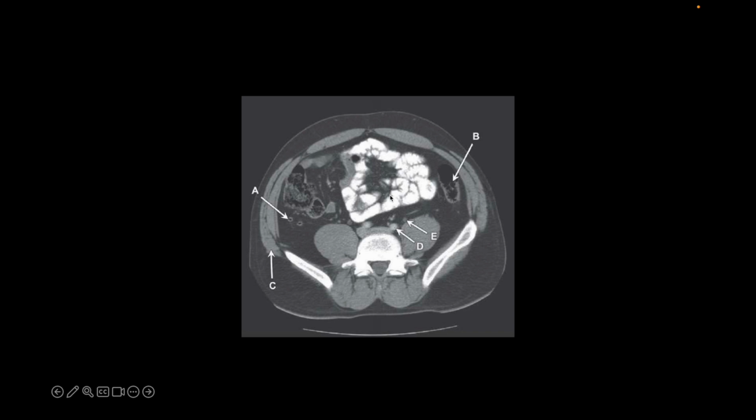D is your left common iliac artery. It's splitting off, so up here is the aorta or B, and then it's splitting off into the right and to the left. And then E is your left ureter. The ureters, they go on top of the psoas muscles.